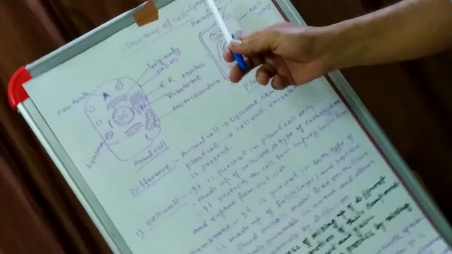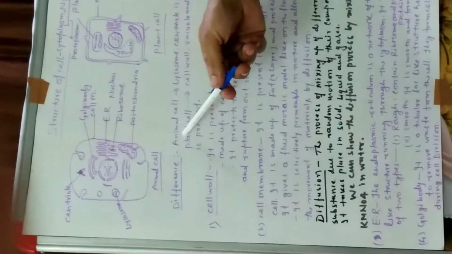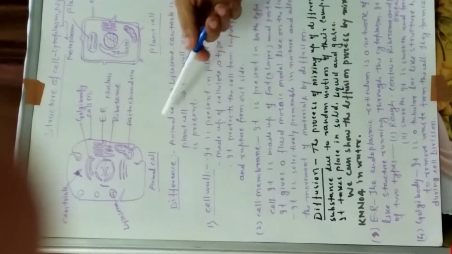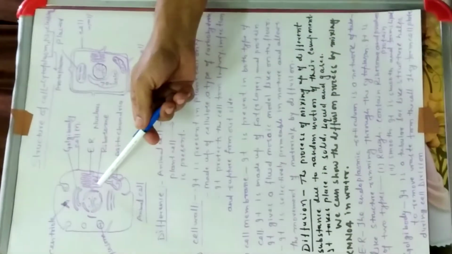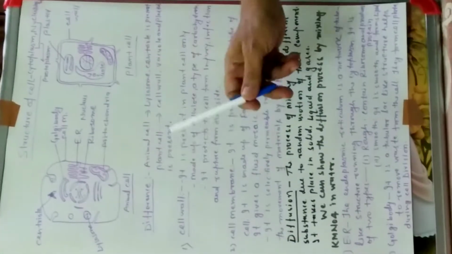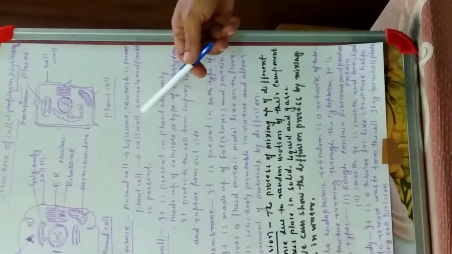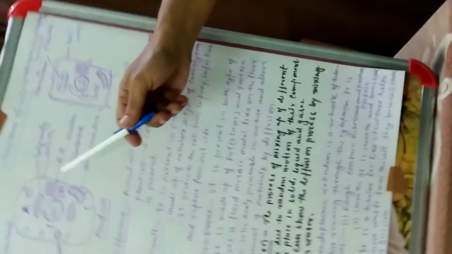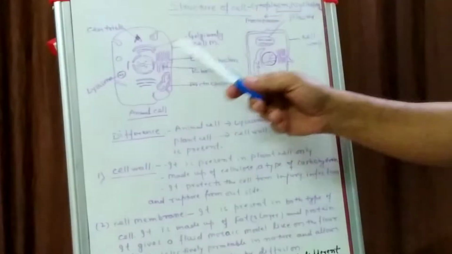If we look at the difference between these two, plant cell and animal cell, in the animal cell you will find distinctively the lysosome, and the centriole is present in the animal cell. In the plant cell, you find a cell wall, vacuole, and the plastids. These are the main basic differences between plant cell and animal cell. But the rest of the cell organelles remain the same.